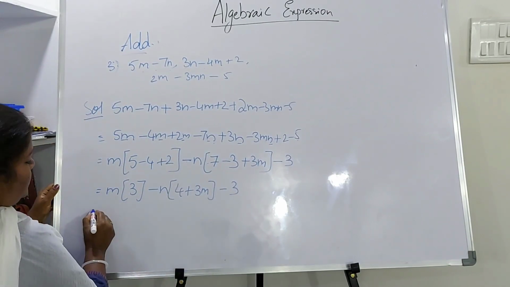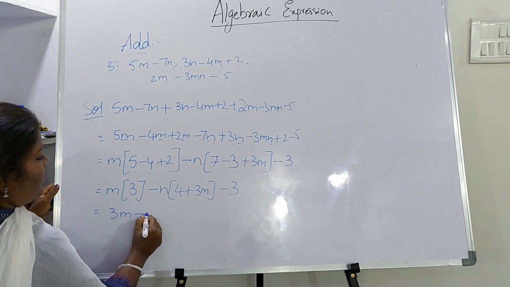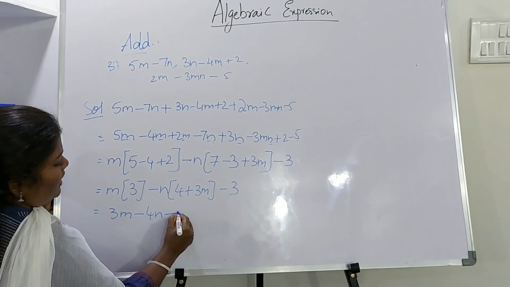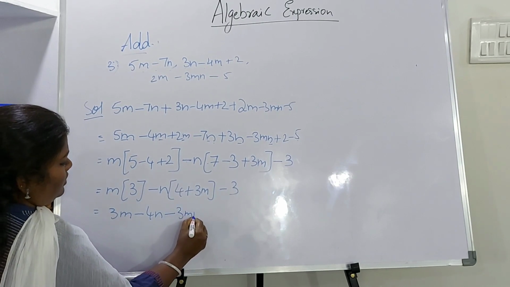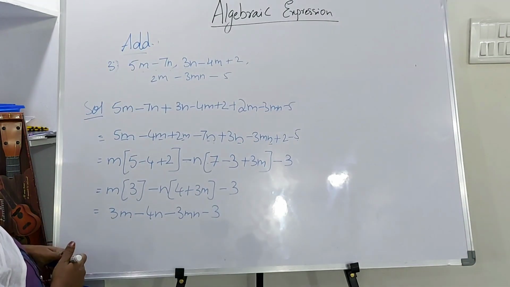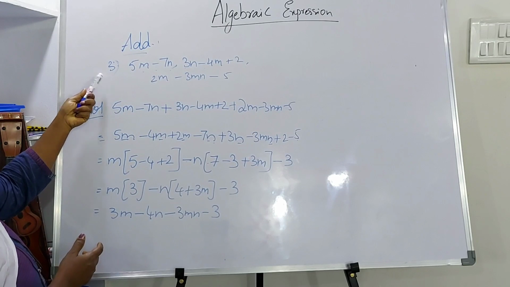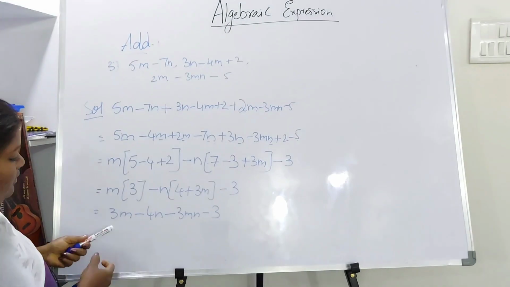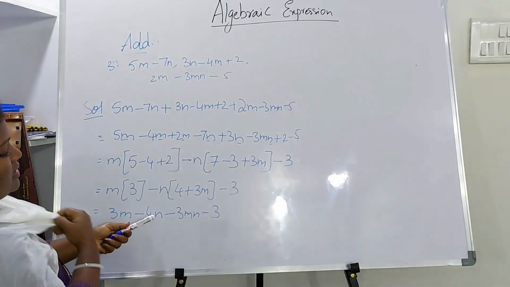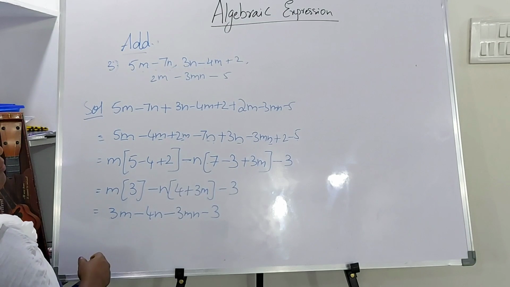Now it is nothing but 3m minus 4n minus 3mn minus 3. So this is the simplified form of the expression. After addition, I got the expression as 3m minus 4n minus 3mn minus 3. So let's move on to the subtraction.